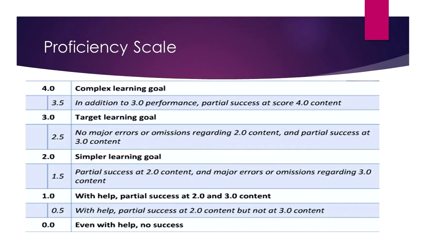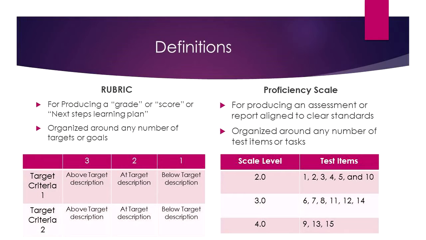What I'd like to do is model how a proficiency scale works, because it is different from a rubric. In a rubric, I take student work and I look at the student work and I evaluate it according to the rubric. That's 4-level work, that's 3-level work, that's 2-level work, that's 1.